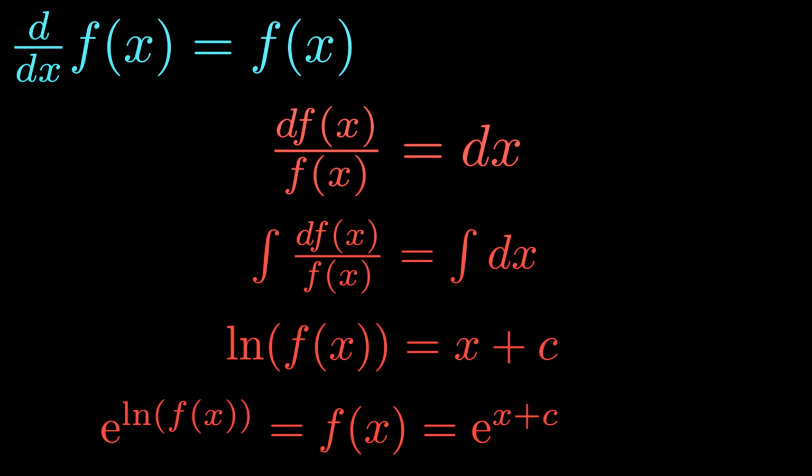And on the right hand side we have e raised to x plus c, but using properties of the exponential function, we could rewrite e raised to x plus c as e raised to x multiplied by e raised to c, but e raised to c would just be another constant, right? So we get our final answer of capital C multiplied by e raised to x, where capital C is just a constant.